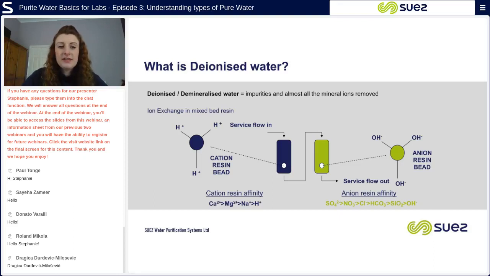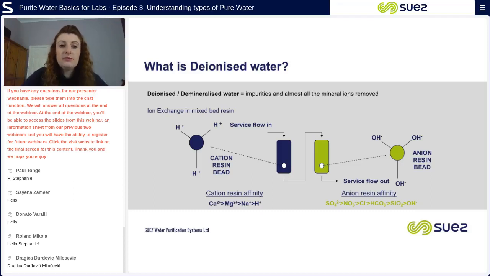In a mixed bed resin, there are two types of resin bead. There is a cation resin bead, which is fully saturated with H+ ions, and an anion resin bead, which is fully saturated with OH- ions. When the water washes over the resin beads, ion exchange occurs, and the H+ and the OH- ions are washed to drain as water, and the beads become saturated with the other minerals that are in the water.